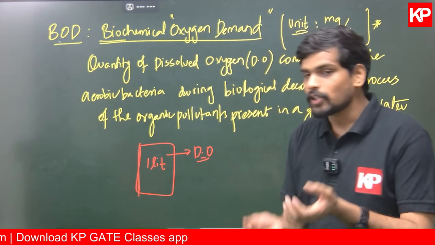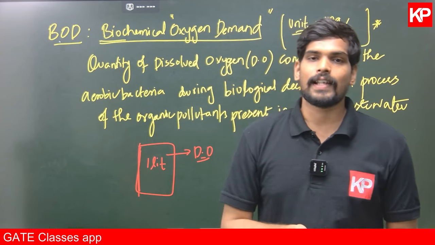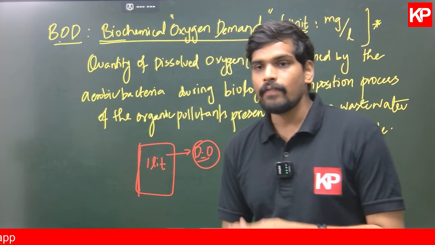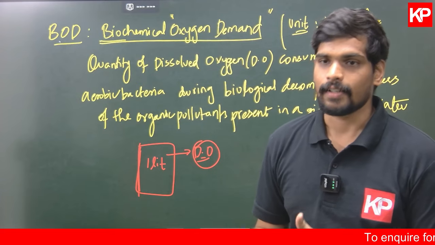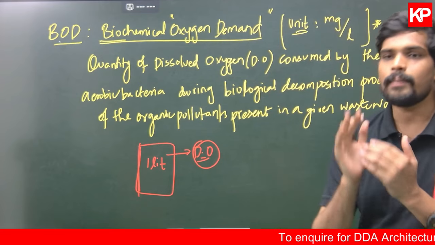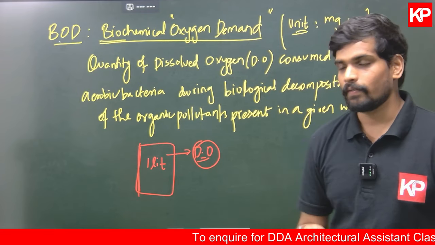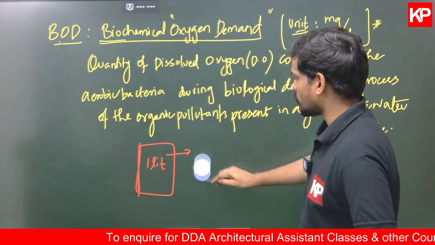If the bacteria is consuming less oxygen, it means there is less decomposition process going on. There is a lower level of pollution. So based on the oxygen consumed by the bacteria, we can estimate: if the oxygen consumed is more, you can say pollution is higher. If the oxygen consumed is less, you can say the pollution also is less. So that's the basic relation between BOD and pollution, and that's how it is used as a measure to quantify the organic pollutants present in a given wastewater sample.